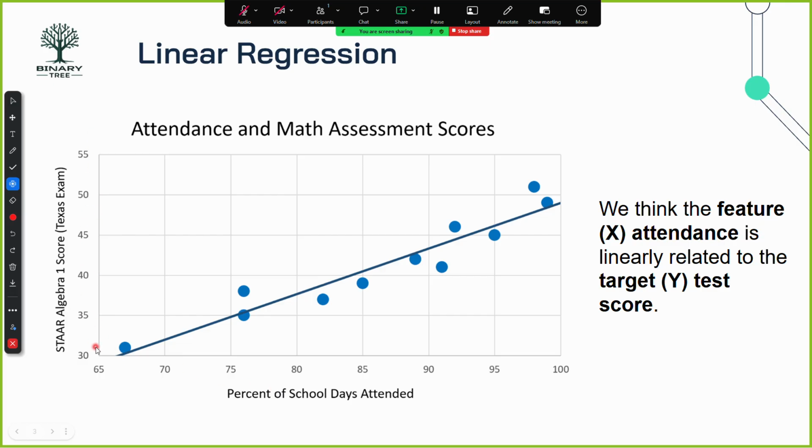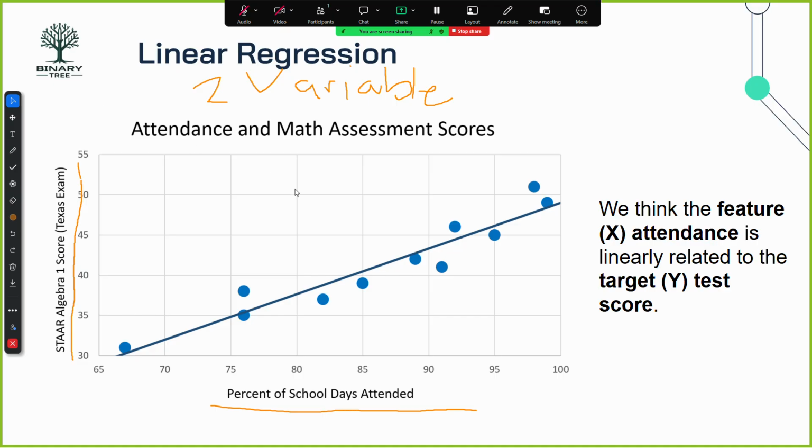We're showing on the y-axis the score that they got on their math test, and on the x-axis the percent of school days that they actually attended. Let's remember this is a two-variable scatter plot, showing two quantitative data points: the percent of school days attended and the Algebra 1 score. We're thinking here that attendance is predicting test score. That's our idea. So we've made a scatter plot to show that attendance is linearly related to test score.